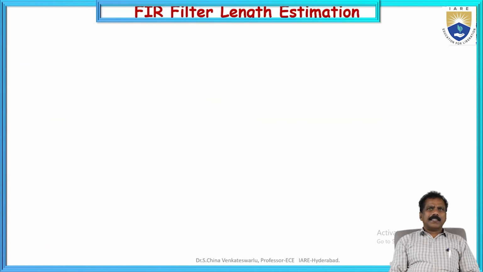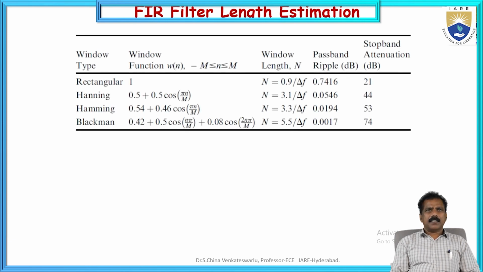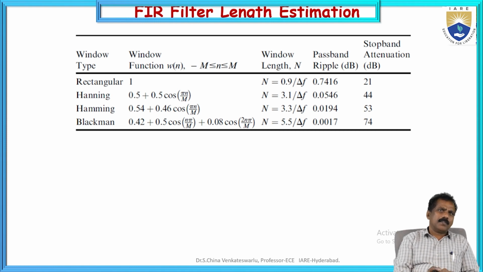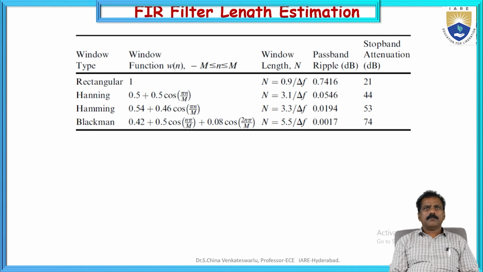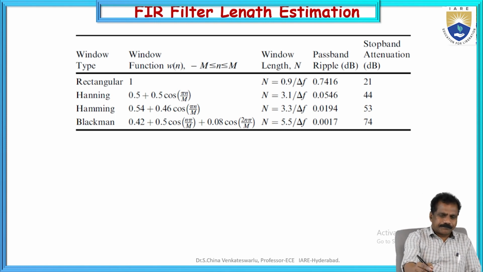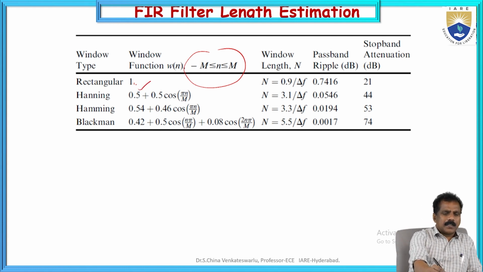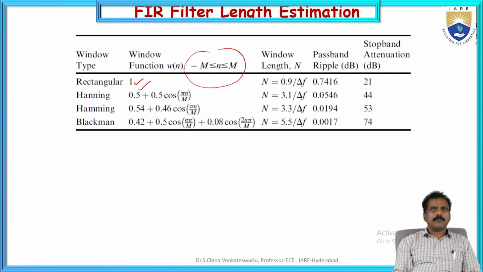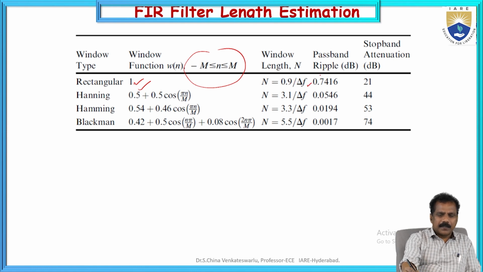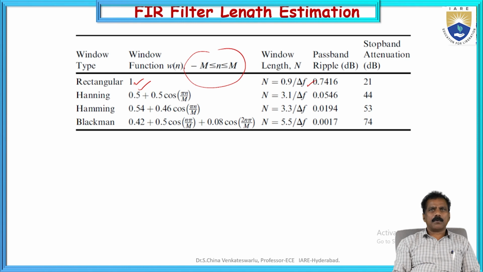Next, FIR filter length estimation. The popular windows are the rectangular, Hamming and Hanning windows. The window function is defined for minus M less than or equal to n less than or equal to M. The window length is capital N, with passband ripple in decibels and stopband attenuation in decibels. For the rectangular window, the window function is 1, the window length N is 0.9 by delta f, the passband ripple is 0.7416 decibels, and the stopband attenuation is 21 decibels. Coming to the Hamming window: it is 0.5 plus 0.5 cos pi n by capital M.